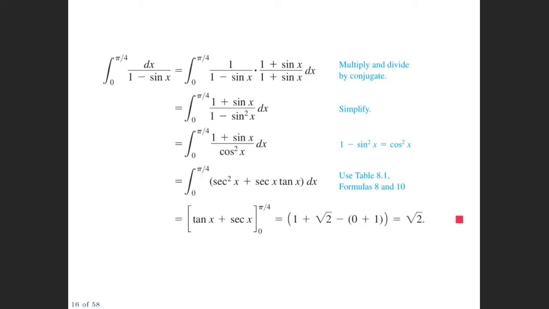We have 1 over 1 minus sine x. That's our 1 over a minus b. And we're going to multiply it by (a plus b) divided by (a plus b). And it's easier because on the bottom we get 1 minus sine squared, which is, of course, the same as cos squared. And then you know how to finish this example, so I'm just going to skip to the next one.